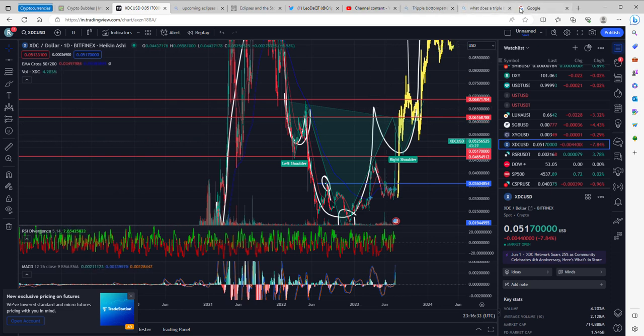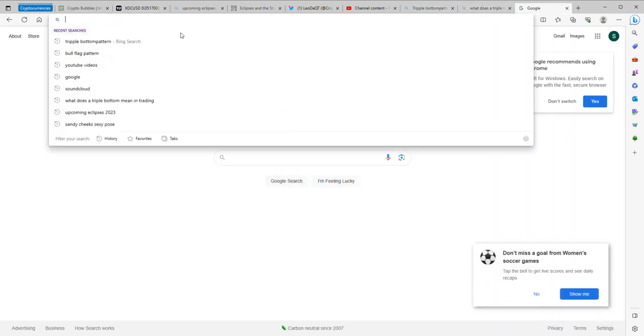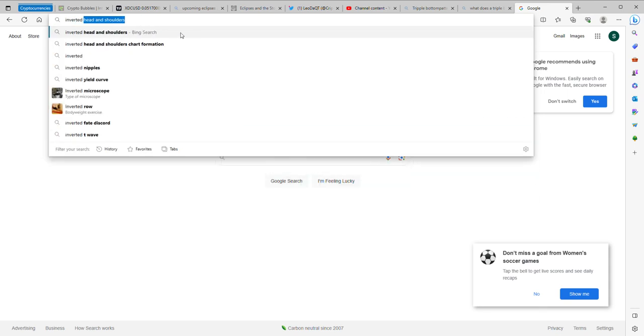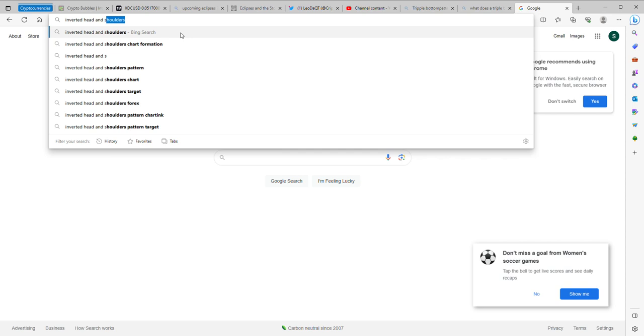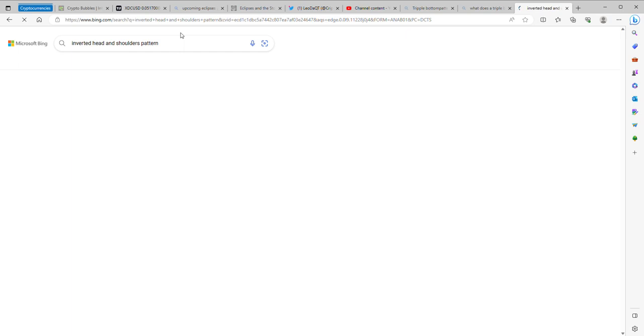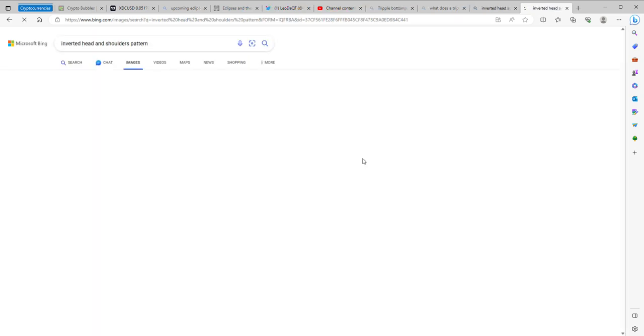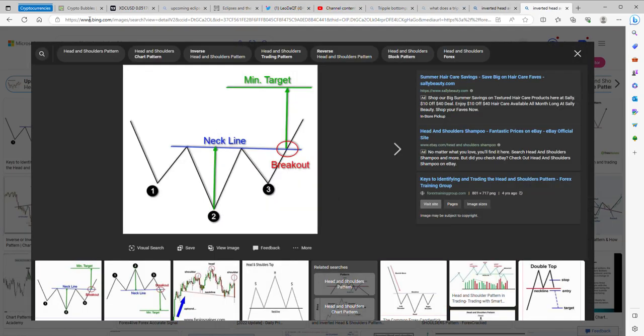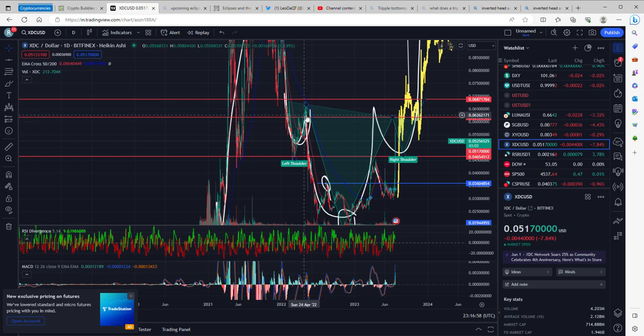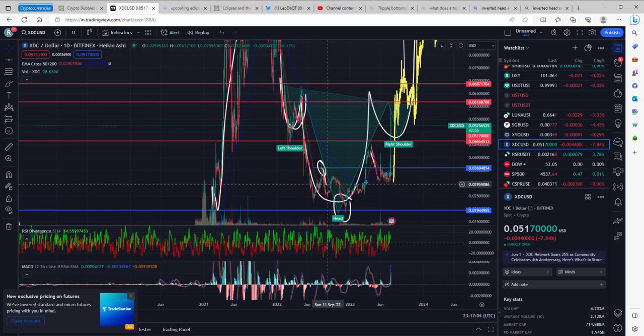If you guys don't know what an inverted head and shoulders is, we're going to search that up right now. All right, we're going to see what this is right here. This is exactly what I'm seeing, something like this. This is exactly what I'm seeing on the XDC chart. We see one big dip, and then this could potentially be our next bottom. This is kind of very ugly, so I'm not 100% sure if this is really the pattern, but I'm not a financial advisor, so there you go.